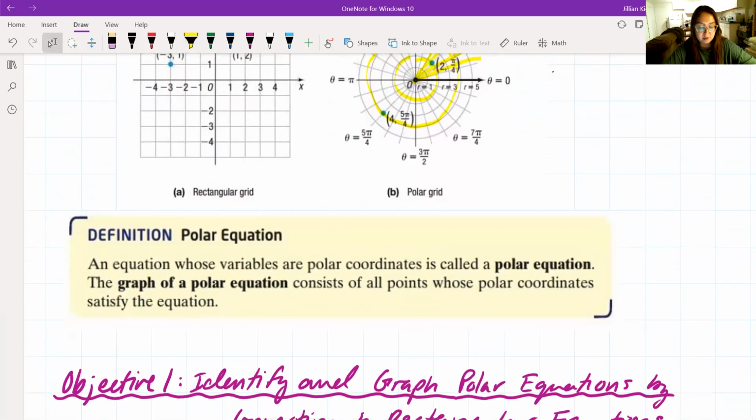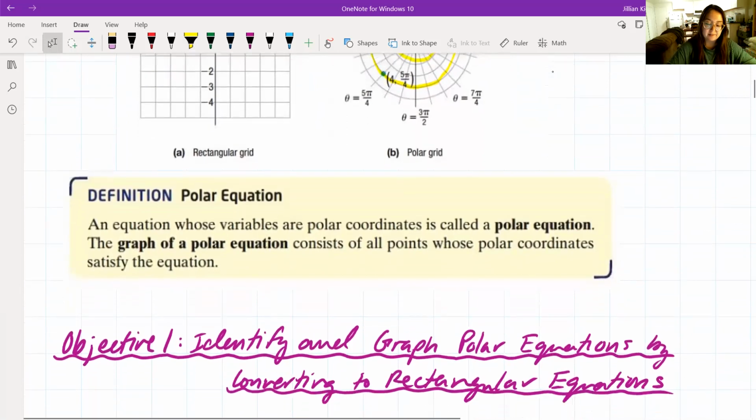So the definition of a polar equation: an equation whose variables are polar coordinates is called a polar equation. The graph of a polar equation consists of all points whose polar coordinates satisfy the equation. So just our definition of a polar equation there.